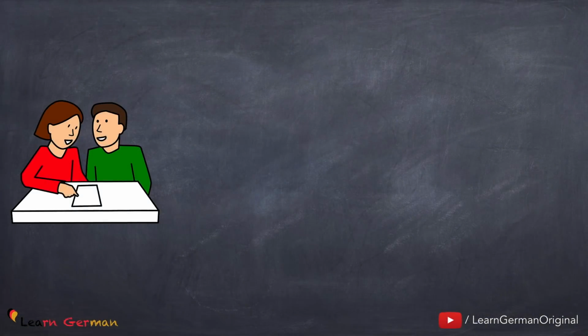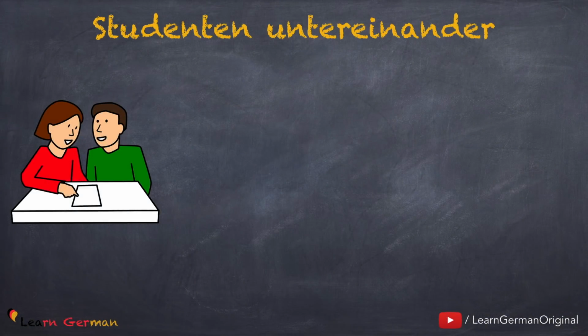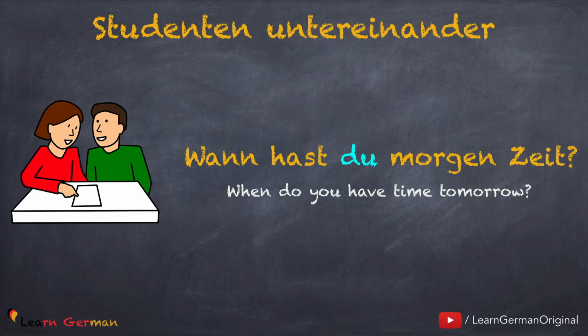The next situation is Studenten untereinander. Students, it's not necessary that they are friends, also use the du form. And here's an example. Wann hast du morgen Zeit?